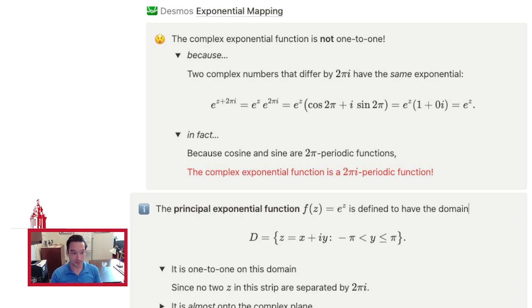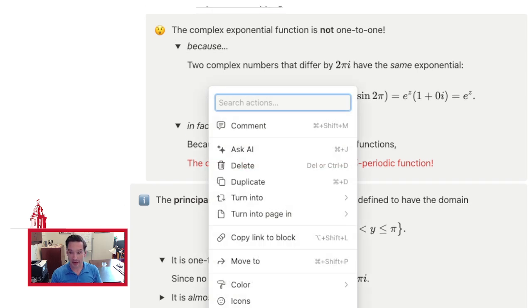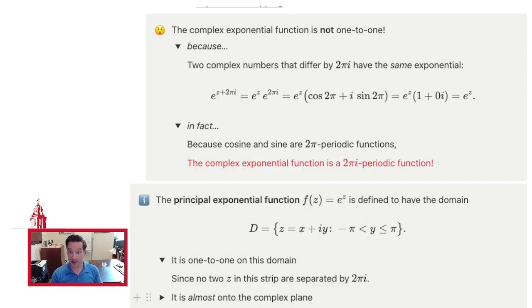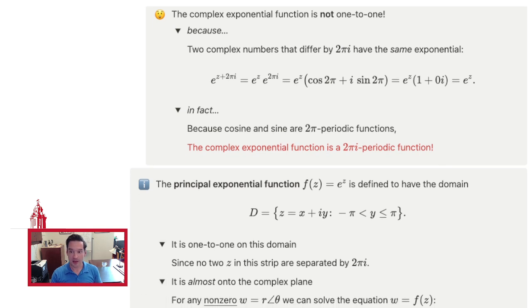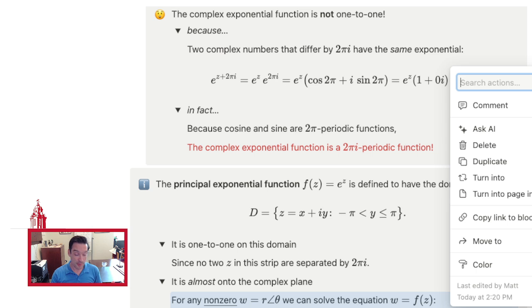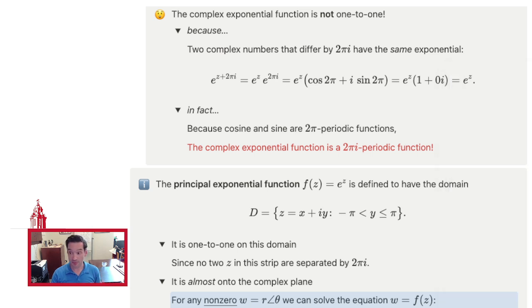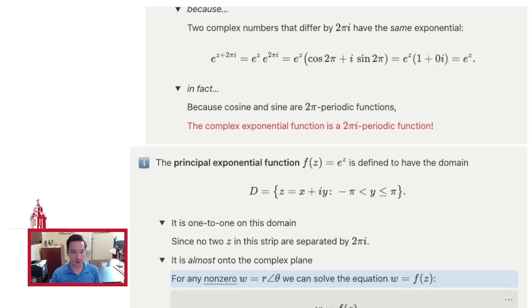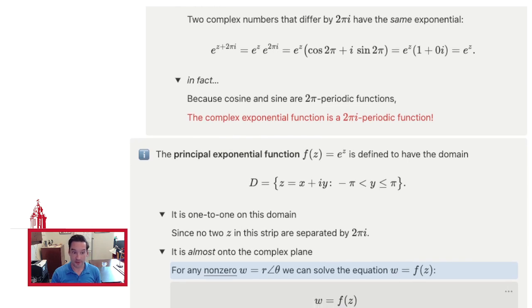It's also true that on that domain, it is almost an onto function as well. And here's an algebraic demonstration for why that might be. If I take any non-zero complex number w, and if I write it in its polar form, r angle theta, can I solve the equation w equals f of z? If I can solve that equation for every such w, then that means that every such w is part of the image, part of the range of my function. So can we solve w equals f of z?